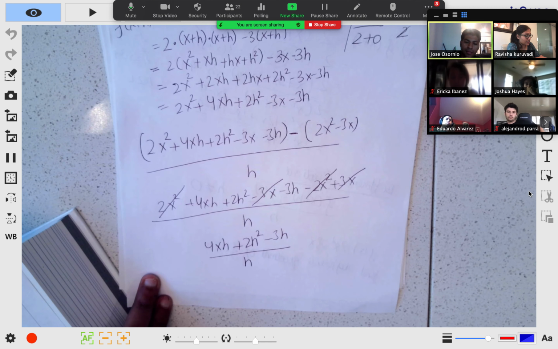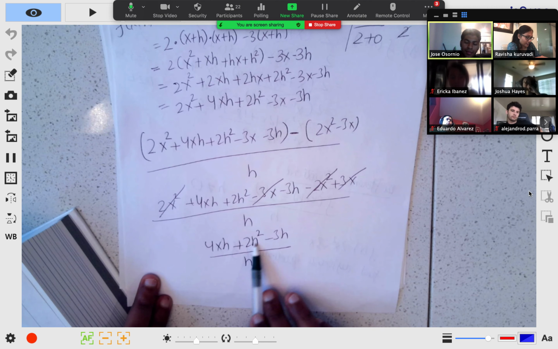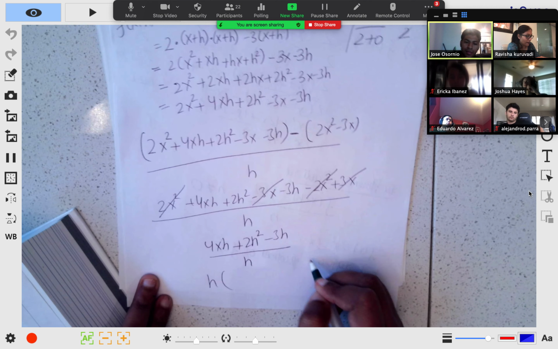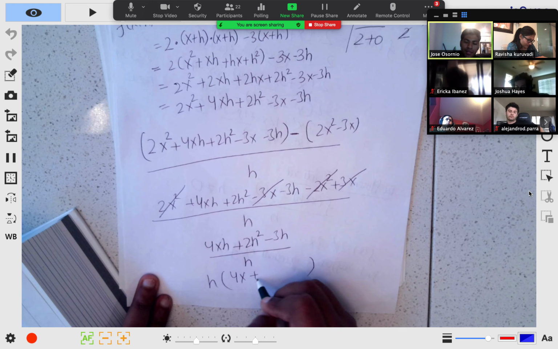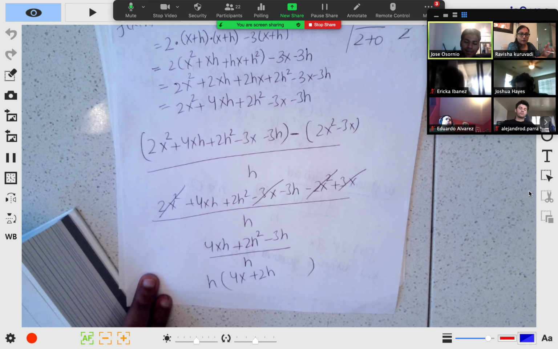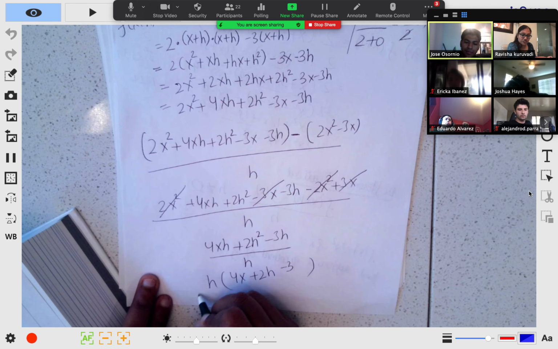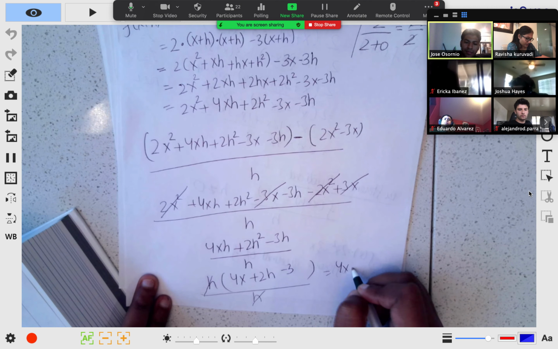How do you do it is, see the top one, if you can take out anything common. This term also has h, this also has h, this also has h. I take out h common. What I'm left with inside is 4x plus 2h minus 3. H, just h, not h square. H square means you're multiplying h 2 times, right? You took out one h outside, you're left with 1h minus 3 divided by h. Now you can cancel and your final answer is 4x plus 2h minus 3.